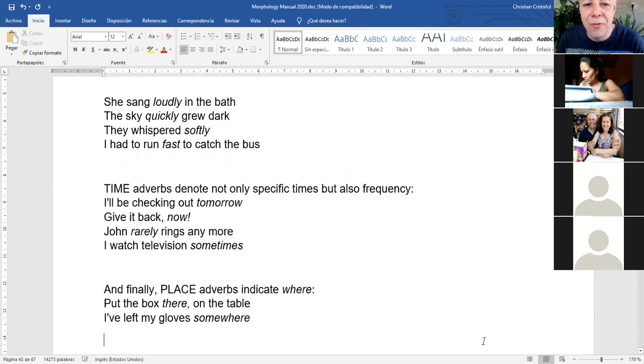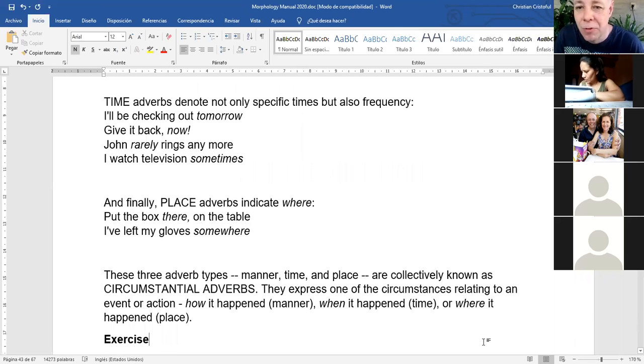Then we have adverbs of time. Super easy to understand. It talks about frequency. So I'll be checking out tomorrow. Tomorrow is an adverb of time. Give it back now. Now is an adverb of time. I watch television sometimes is an adverb of frequency, of time. Never, always, seldom, rarely. All these are adverbs of time because they tell you the time.